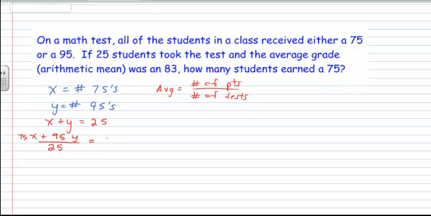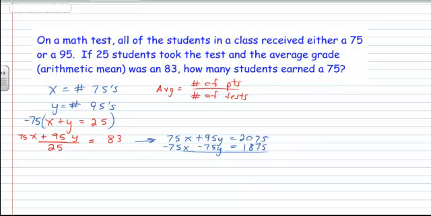And when we go ahead and take that average, it comes out to 83 because the problem told us that the average is 83. To simplify this sentence, we can multiply both sides by 25. So 75x plus 95y equals 2075. Now, if I want the other equation to have negative 75x in it, I can multiply that whole equation by negative 75. Distributing that, we get negative 75x minus 75y equals negative 1875.